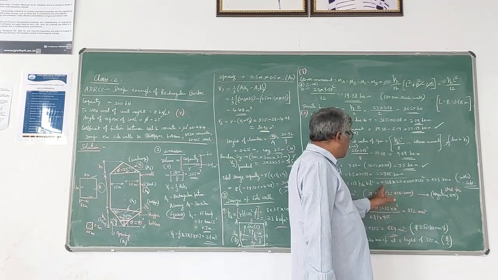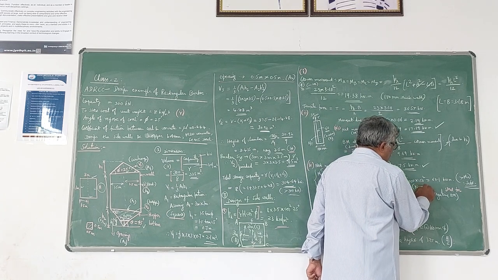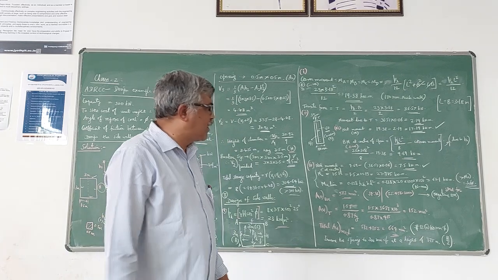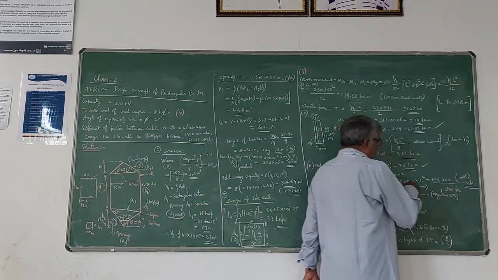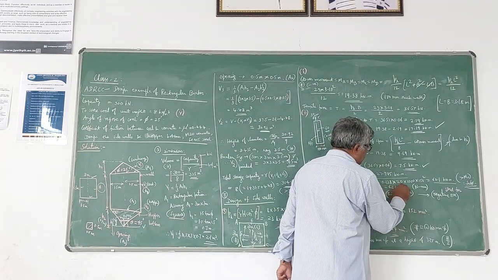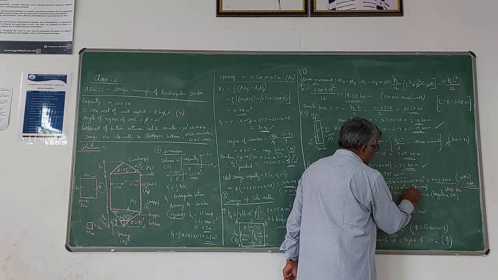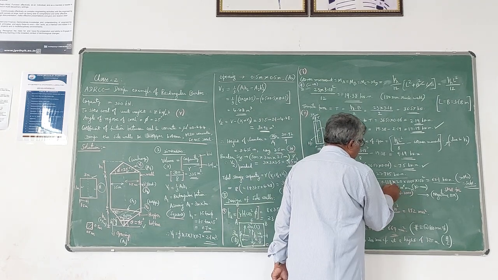If you simplify this, you will get the value in Newton millimeter, and if you convert it to kilonewton meter, you get 62.1. That is, Newton millimeter means into 10 power 6. Actually, if you simplify this, you get 62.1 into 10 power 6 Newton millimeter, which is 62.1 kilonewton meter. Now we have to compare these two values.